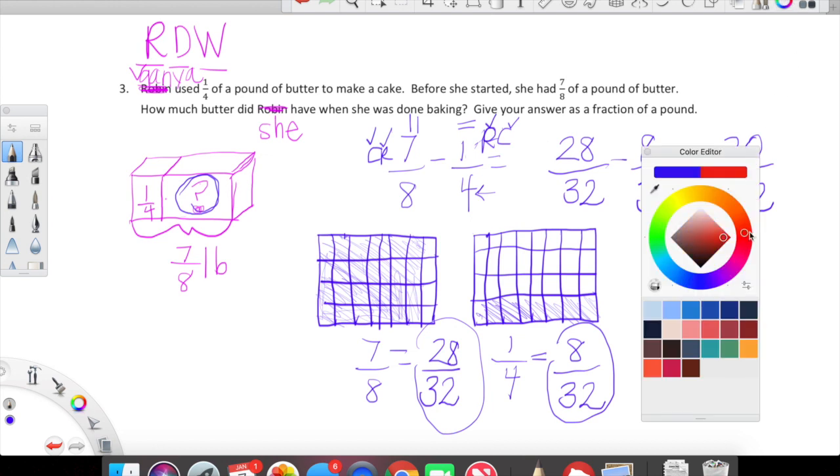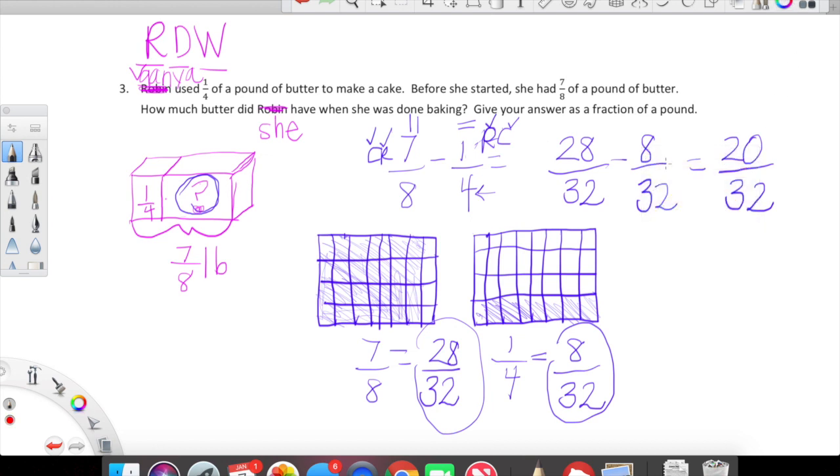Beautiful. We are going to show that subtraction on our model. So here with our 28 32nds, we are taking away 8 32nds. I'm showing the subtraction here on the model. This is the big difference, of course, between addition and subtraction. We actually have to show the removal of the 8 32nds, represented by these x's. So I've shown you 8 32nds. What we're left with is the shaded region.